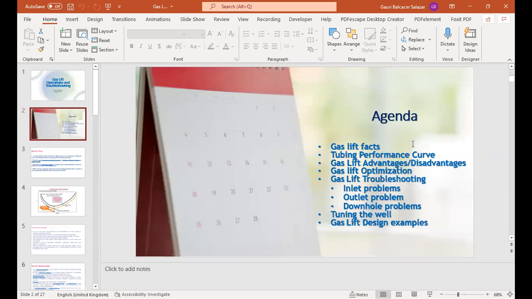So the agenda for today is the gas lift facts, the tubing performance curve as just a brief introduction, gas lift advantages and disadvantages, optimization, and troubleshooting in the three areas, which are the inlet, the outlet, and downhole problems. We will define those later on, and then tuning the well and a gas lift design example.